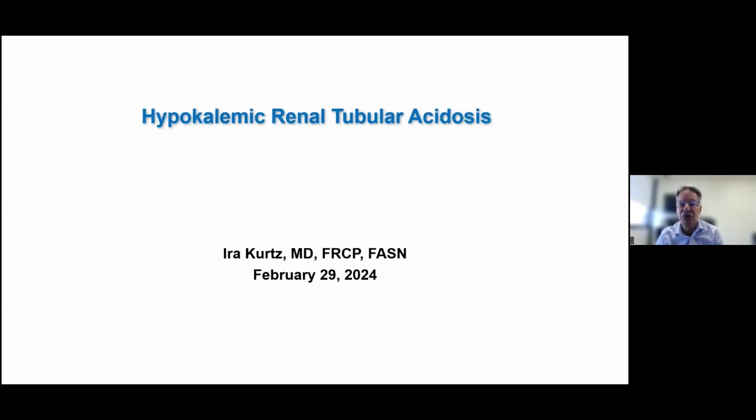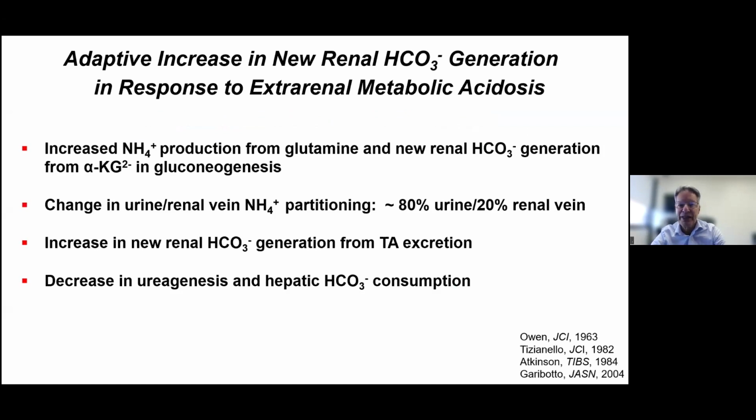I'm going to continue where I left off last week, where we were discussing hypokalemic renal tubular acidosis. And remember, hypokalemic RTA can occur both in proximal and distal. So where we left off last time was initiation of a discussion as to how the kidney responds to what we call an extrarenal metabolic acidosis. And this means a metabolic acidosis that's not due to the kidney.